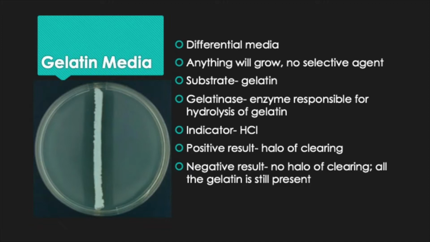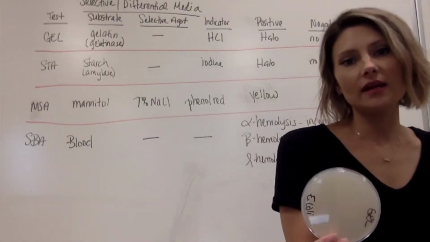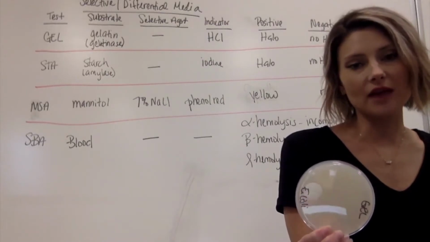So you're going to see a halo of clearing. If the bacteria cannot eat the gelatin, then all of the gelatin is still going to be on the plate. You're not going to see a halo of clearing. Okay? And that's the way that gelatin works. And here's an example of a gelatin plate. Okay? And I'm going to inoculate these for you, and I'll show you exactly how to do that.